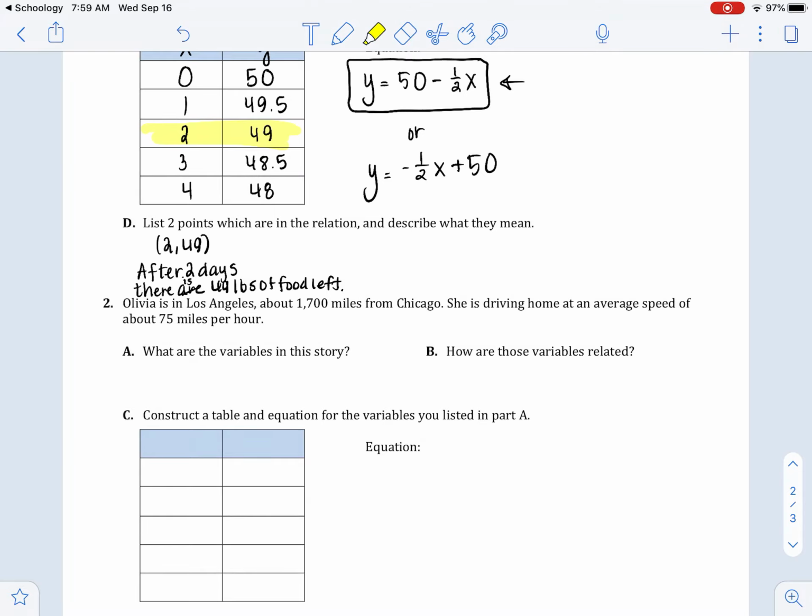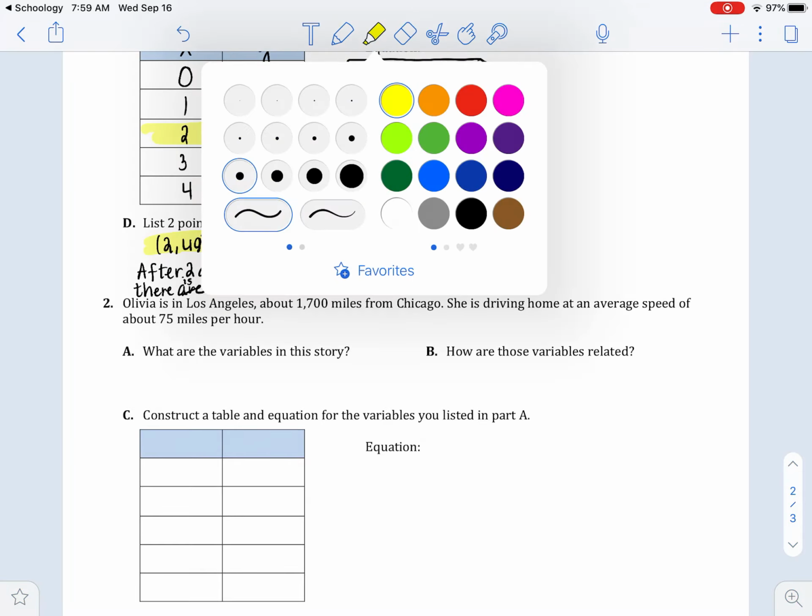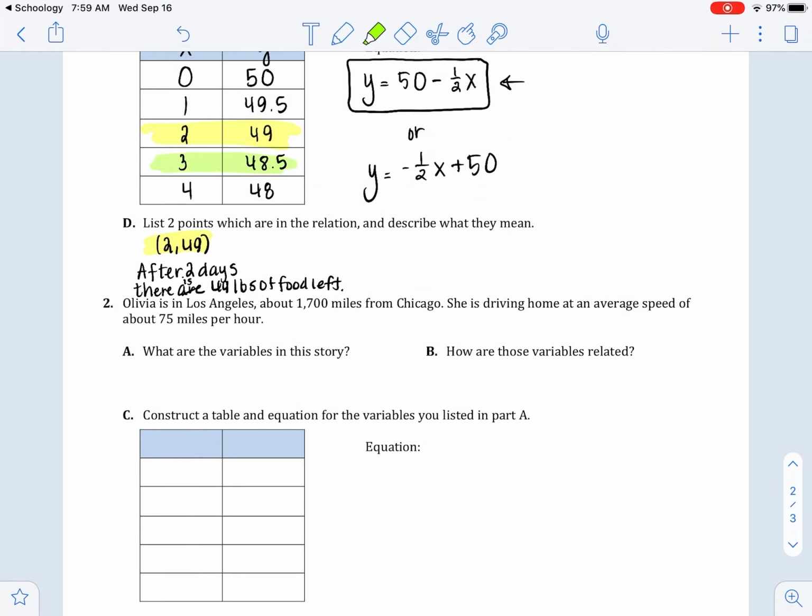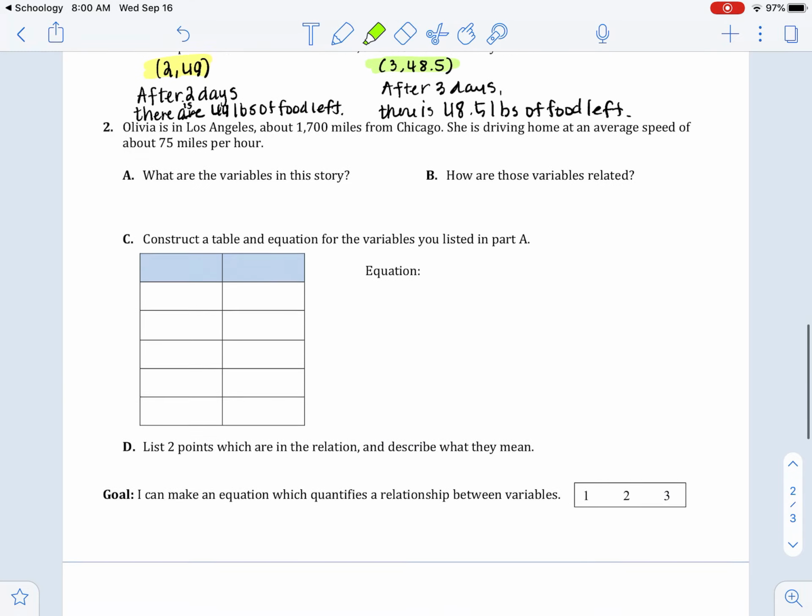All right, now I'm going to pick another point, any one I want. I'll do this one, I'll do (3, 48.5). After 3 days, there is 48.5 pounds of food left. You do not have to pick something from your table, but it's the easiest. Why wouldn't you, right?